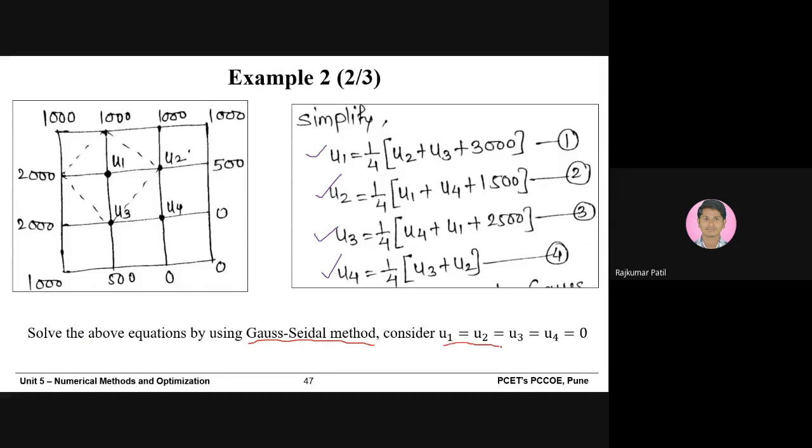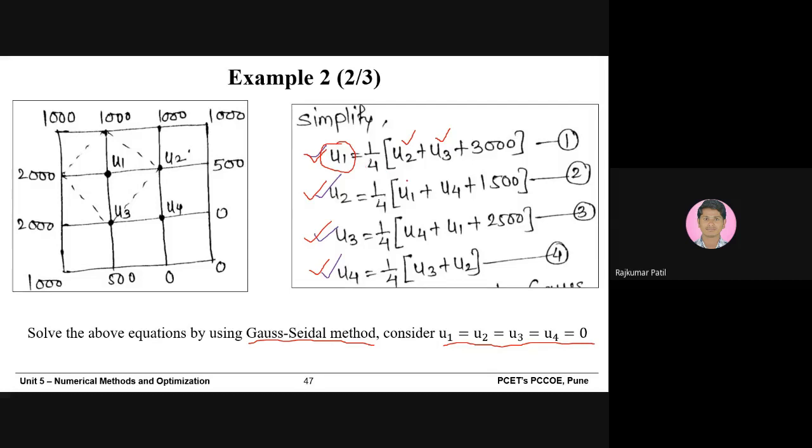Consider U1 equal to U2 equal to U3 equal to U4 equal to 0. So what we are going to do, as we cannot solve these four equations, so we will assume all these four values equal to 0. So in this equation, put U2 equal to 0 and U3 equal to 0, you will get first iteration for U1.